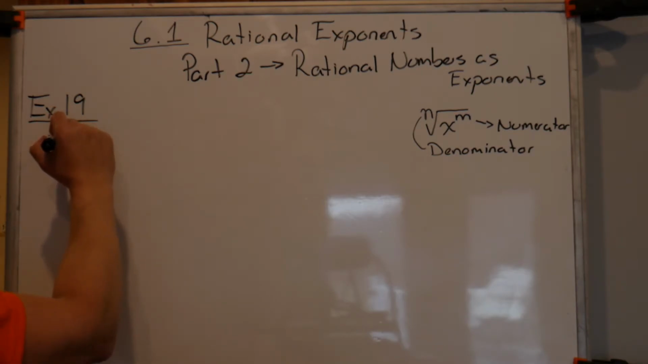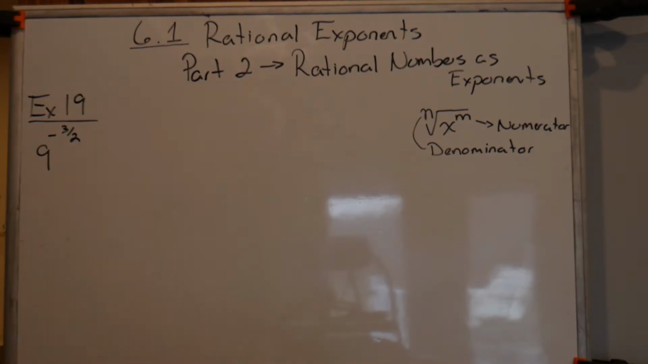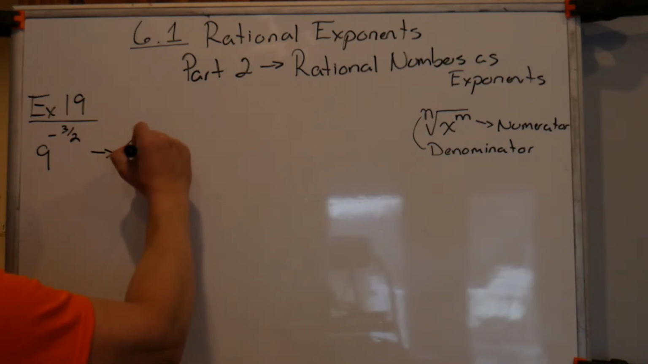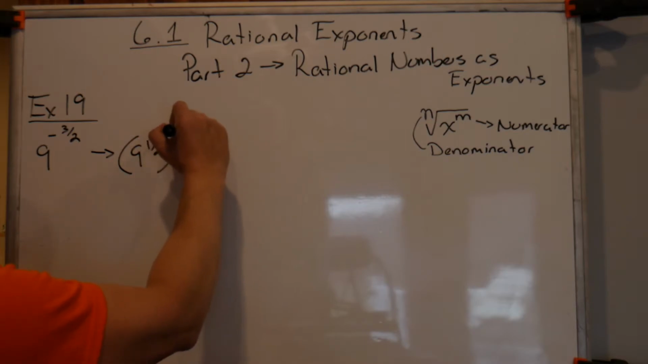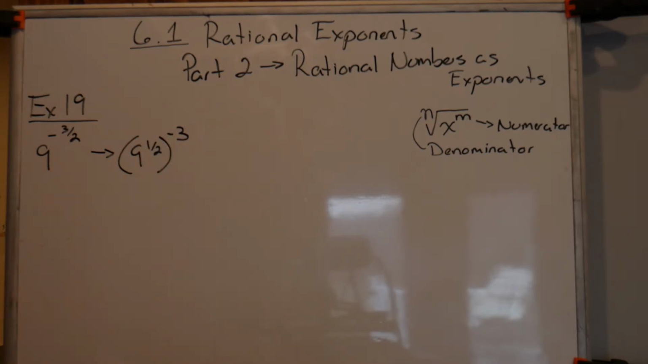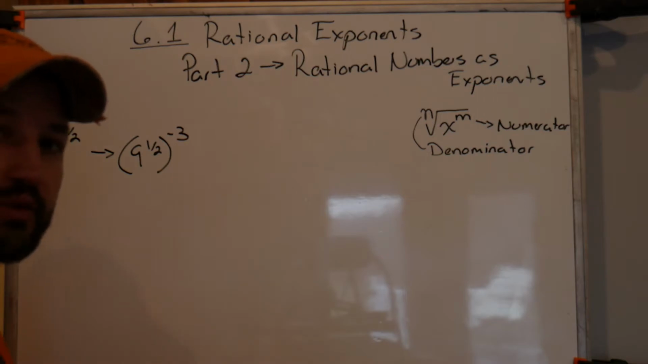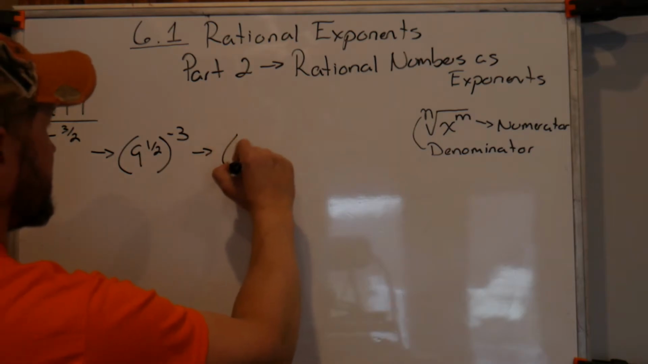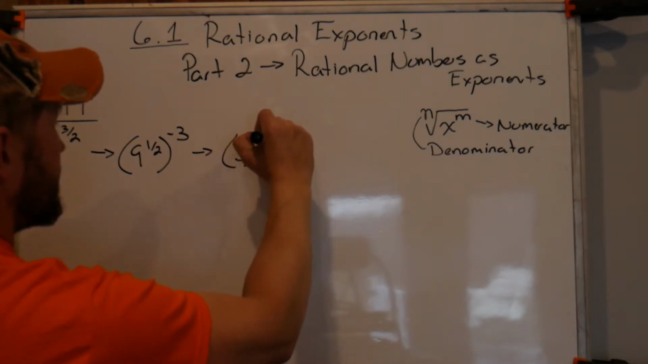Now they give us 9 raised to the negative 3/2. Well, I can take 9 to the 1/2 raised to the negative 3. I can split this up any way I want to. But the key is, I know what 9 to the 1/2 is. I know what the square root of 9 is. When I take 9 to the 1/2, I know that's 3.